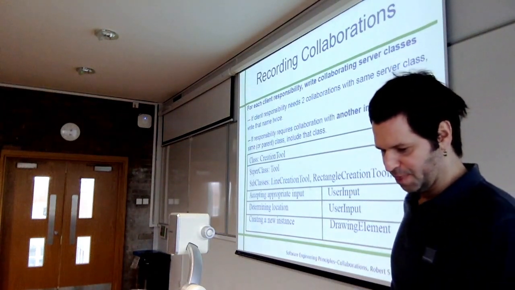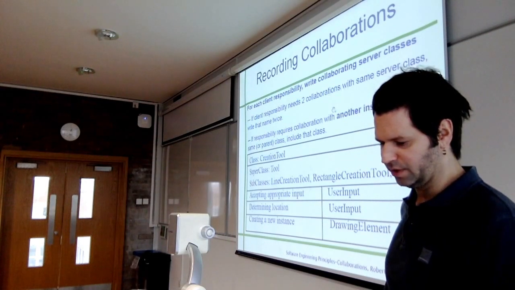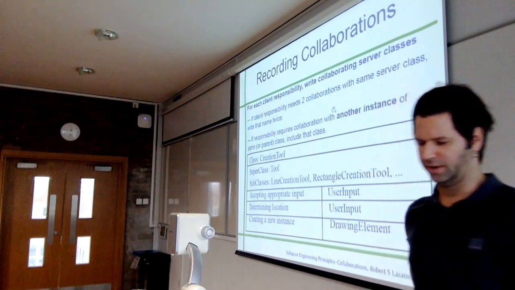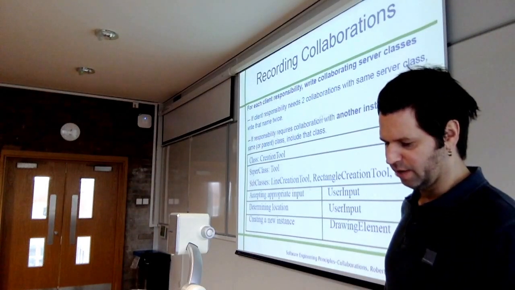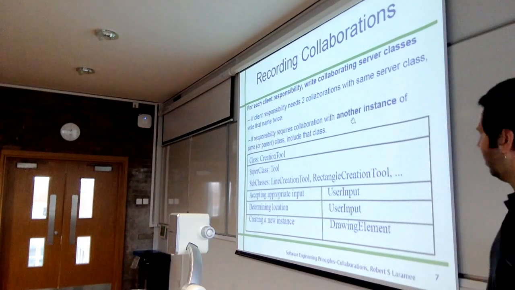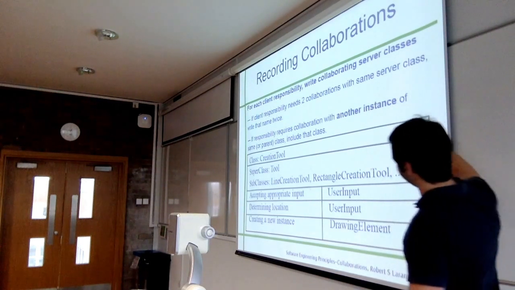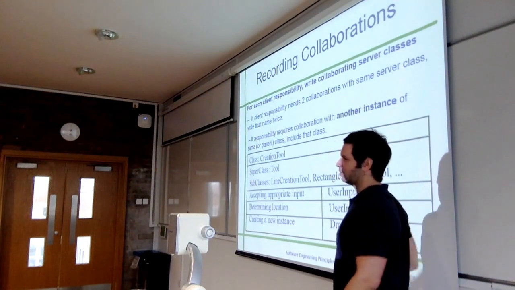Right. If a client responsibility needs two collaborations with the same server class, write the name twice. If a responsibility requires collaboration with another instance of the same or parent class, include that class as well. So that's our class card, expanded now, but with collaborations.